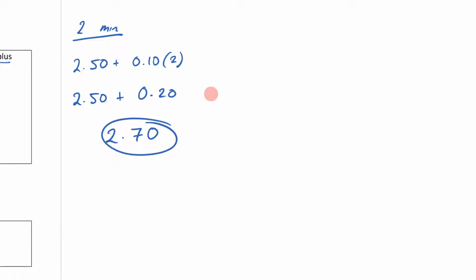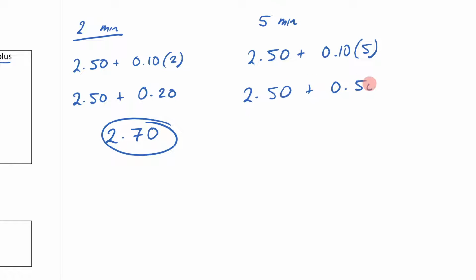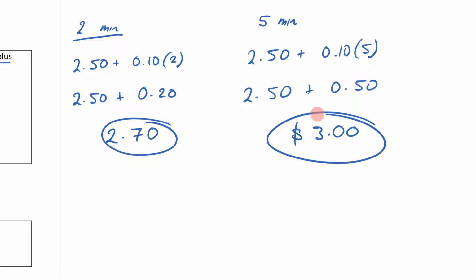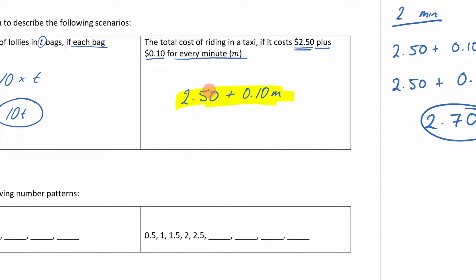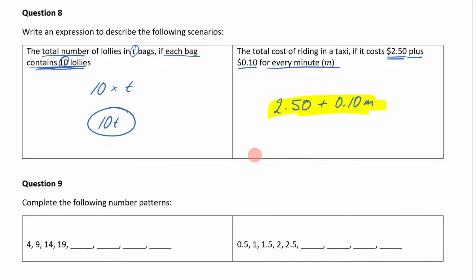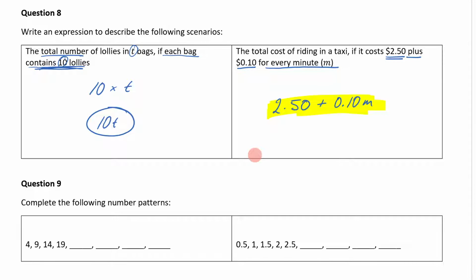What if you were in a taxi for 5 minutes? Well, if you're in there for 5 minutes, it would be $2.50 plus 10 cents times 5. That will be $2.50 plus 50 cents. And that means it's going to be $3 in total. These are cheap taxis, but hopefully you can understand how that works. This $2.50 starting off fee is like the call out fee that a tradesman would charge you. And it'd be like, all right, it's going to cost me $100 just to come out, and then $2 an hour or something like that. All right, hopefully that made sense and you feel comfortable with that.